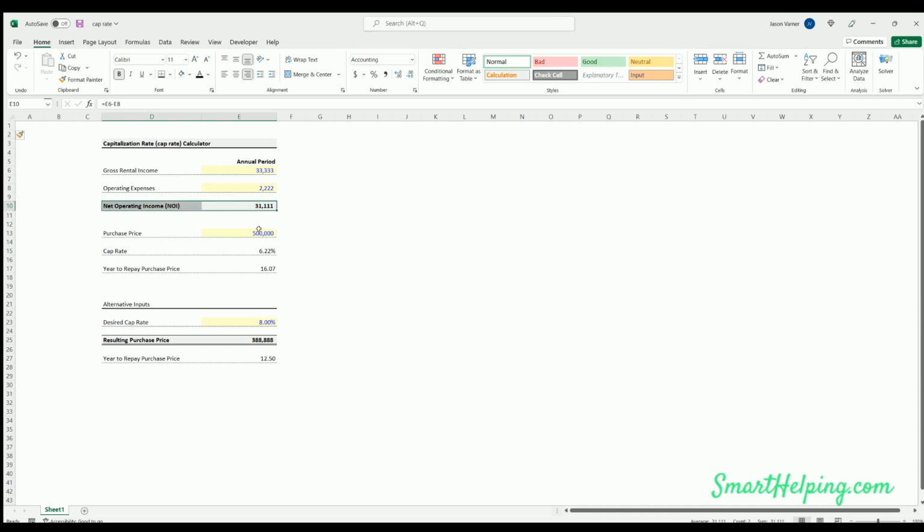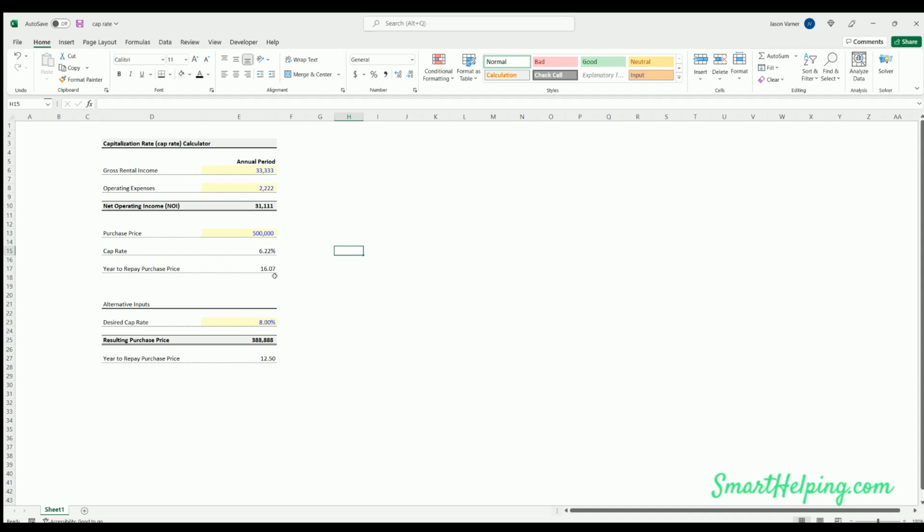In that case, a purchase price of this property for 500,000 would give you a cap rate of 6.22%, which you can see is just the net operating income divided by the purchase price. That's it. And you can see also at a 6.22% cap rate, $31,000 a year, it'll take 16 years to repay this purchase price. That's the crux of it.